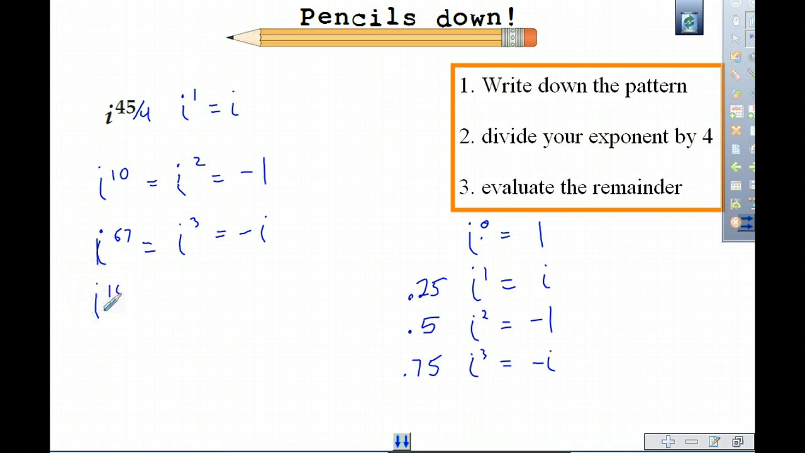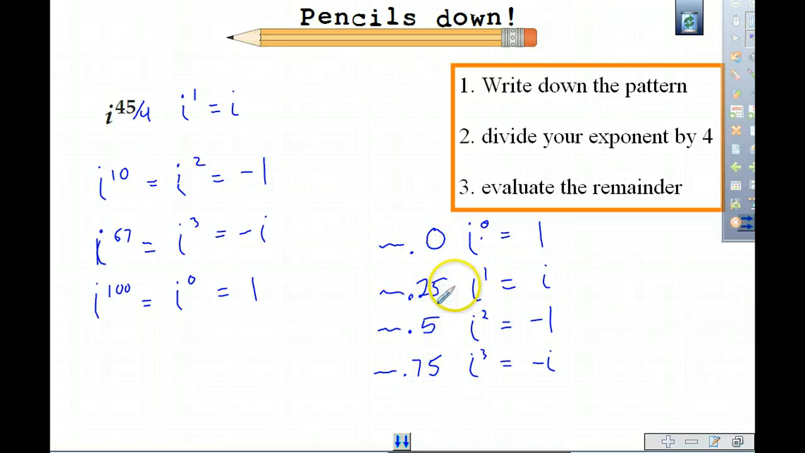i to the 100. 100 divided by 4 is what? 25.0. No remainders. So if you get a 0.0 or a whole number, that's just i to the 0, which equals 1. That's how you're going to use this: you're going to divide the exponent by 4 and look at just the decimal. It doesn't matter what comes before the decimal. But look at what comes after the decimal.